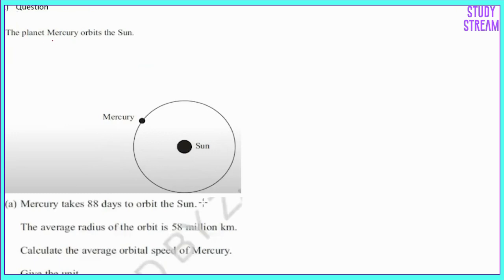The first question is talking about the orbit of Mercury around the Sun, and it describes that the orbit duration is 88 days. This is the duration that Mercury takes to orbit around the Sun, and the average radius of the orbit is around 58 million kilometers. Now they're asking you to calculate the average orbital speed of Mercury and give the unit that you're going to be using. Okay, so who can help with this question?